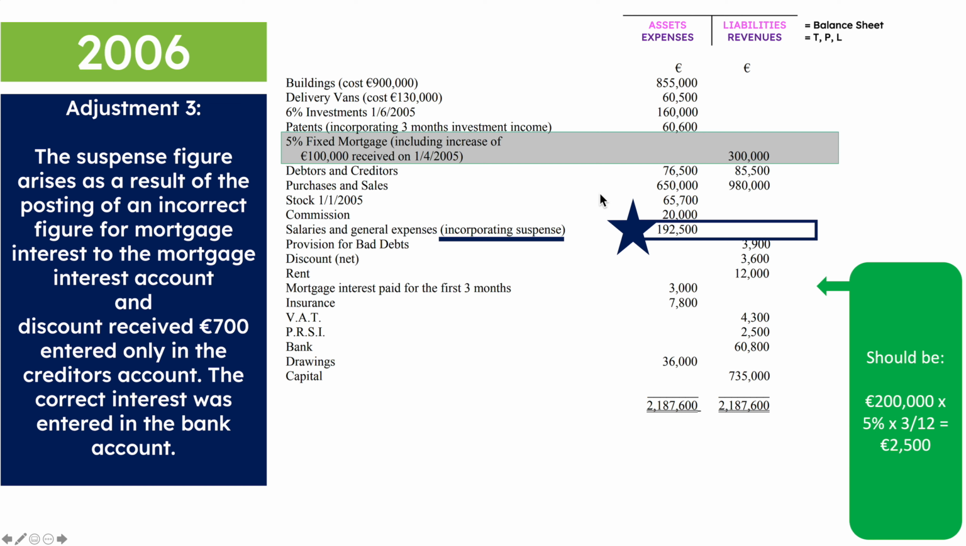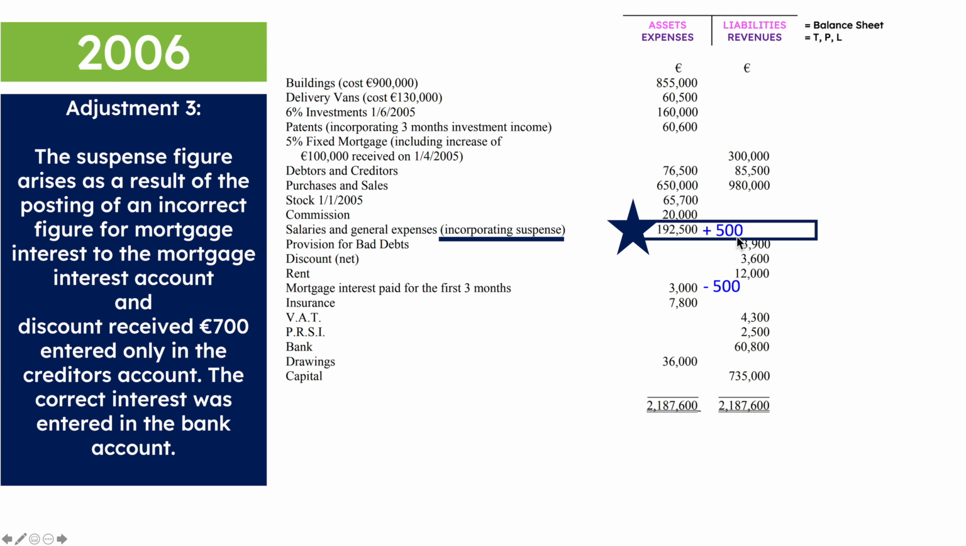Okay, so then we have 200,000 by 5% by 3/12, 2,500. So this is incorrect here. 3,000 should have been 2,500. So how do I get that to be 2,500? I minus 500 here. My two sides do not equal then. What will I do to get them to equal? I will add 500 there. That's the first part corrected.